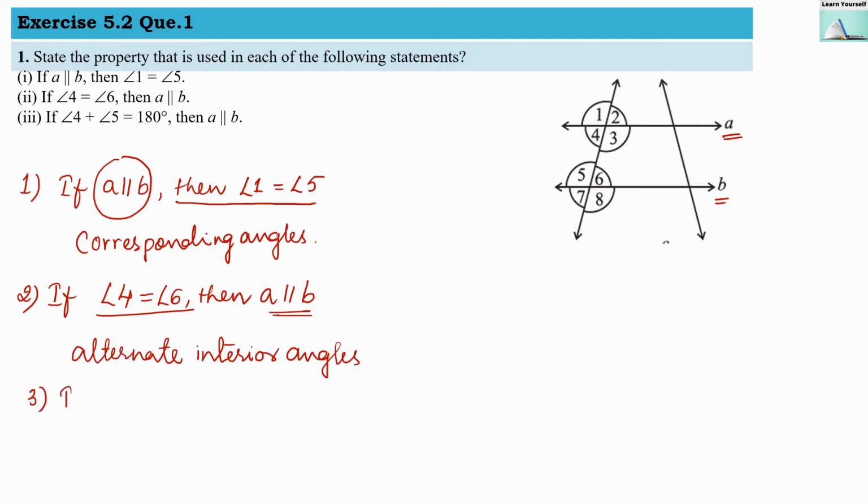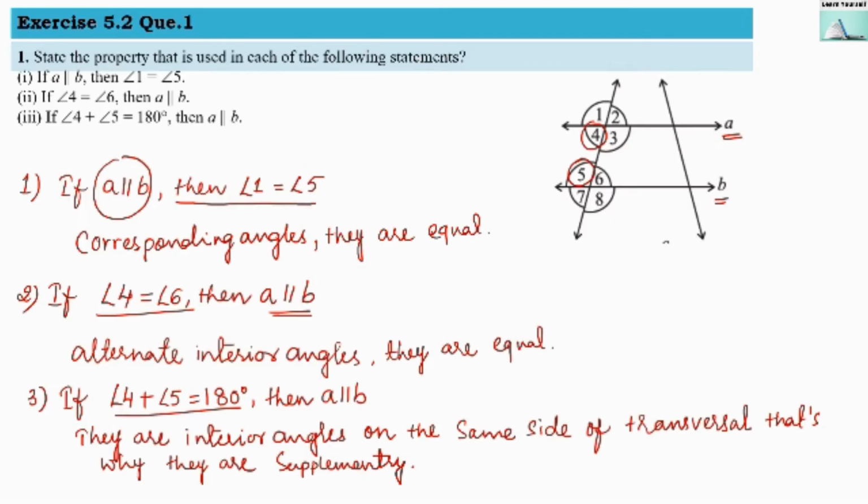Third statement: if angle 4 plus angle 5 is equal to 180 degrees, then A is parallel to B. Now let us understand this. The sum of angle 4 and angle 5 will be 180 degrees because they are interior angles on the same side of the transversal. So they are supplementary and that's why their sum will be 180 degrees.